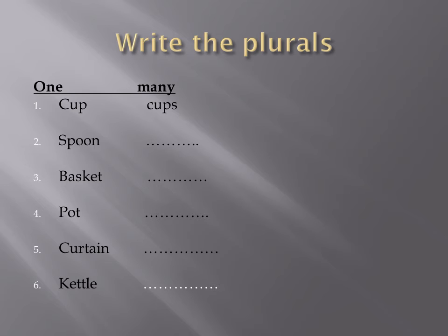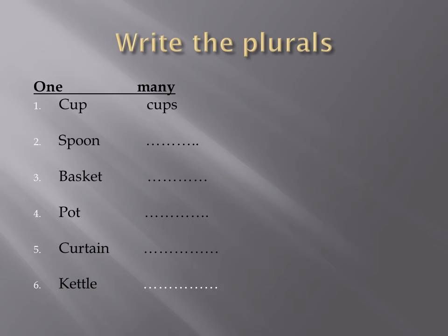Number two, spoon. If there are many, you write here. Then basket, pot, curtain, kettle. If there are many, you write here.